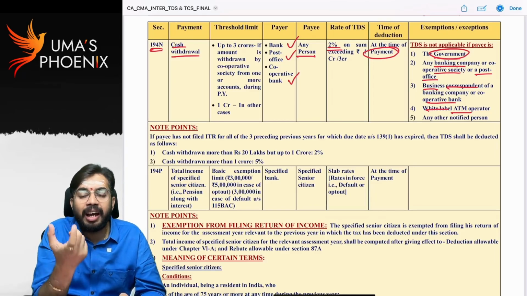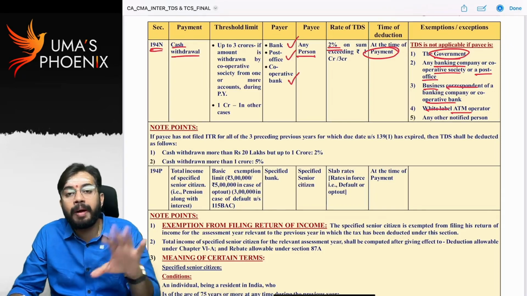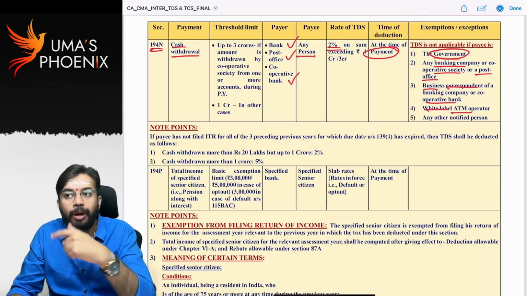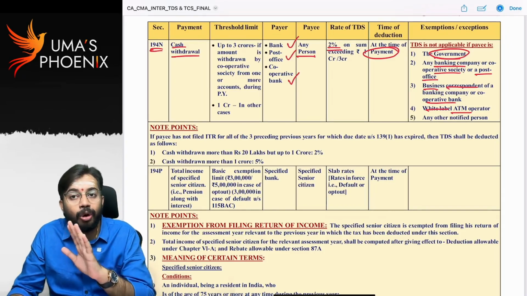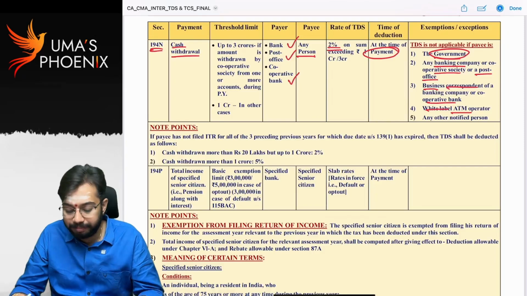Now why are the ATM operators withdrawing money? For business purposes. So whenever ATM operators withdraw money from the head office and deposit in various ATMs, there is no requirement to deduct TDS. Is it clear?